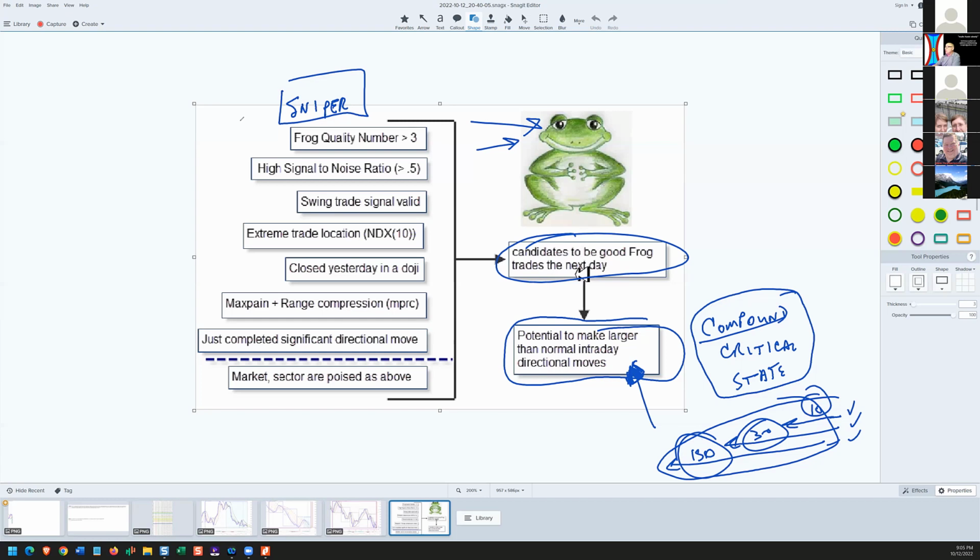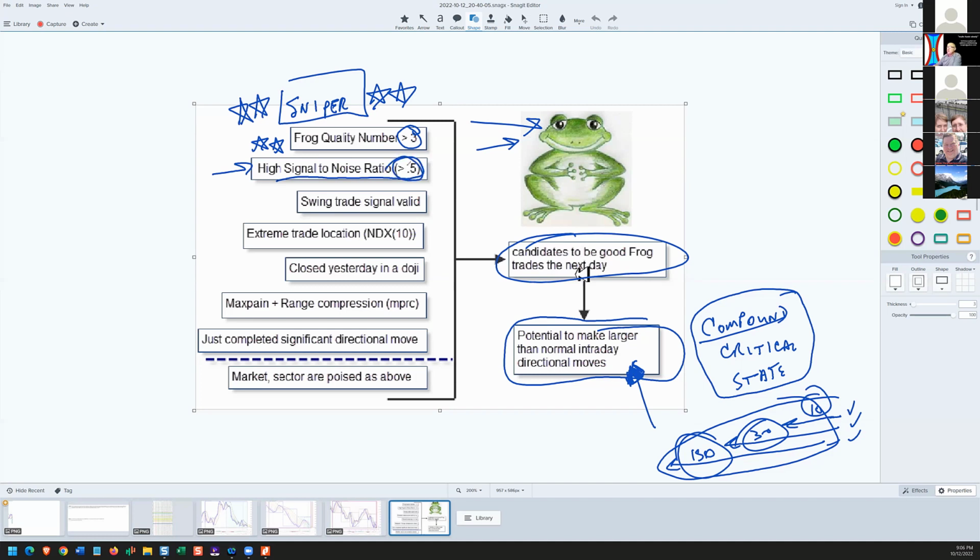So I will tell you what makes a good frog candidate: any sniper pattern, any frog quality number better than 3, because by definition, it is compressed to a relatively quiet state where an average move is going to give you a large multiple. Any symbol that has a high signal-to-noise ratio, in other words, greater than 0.5.